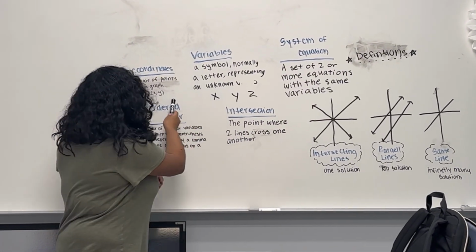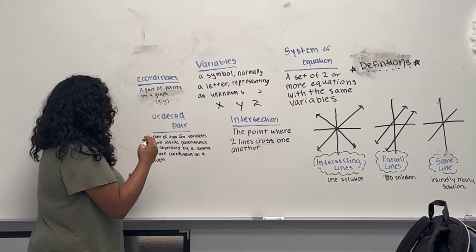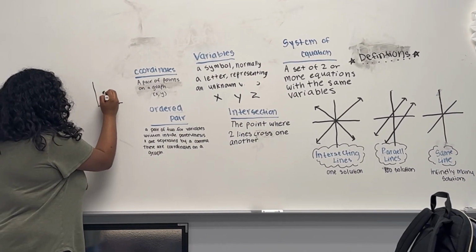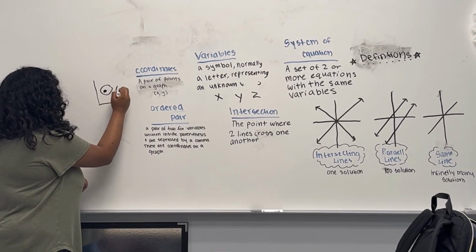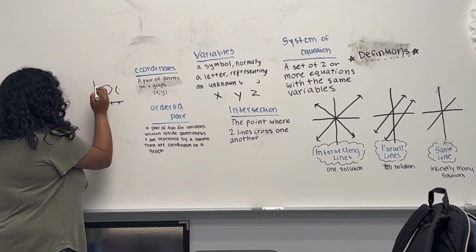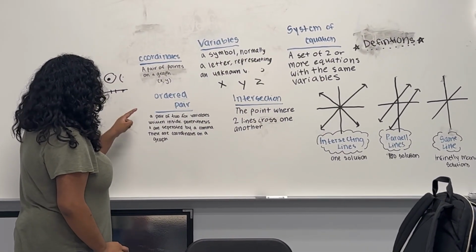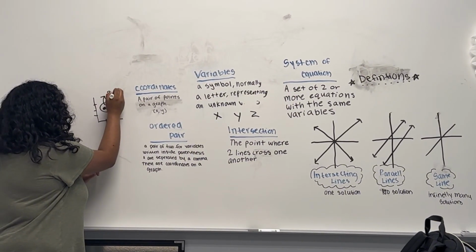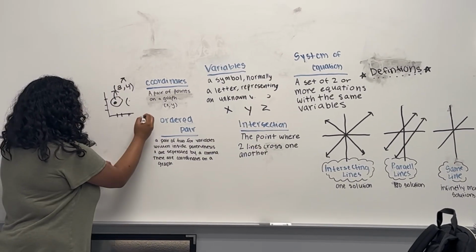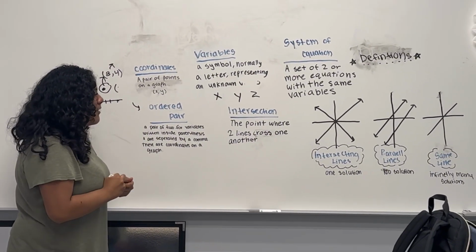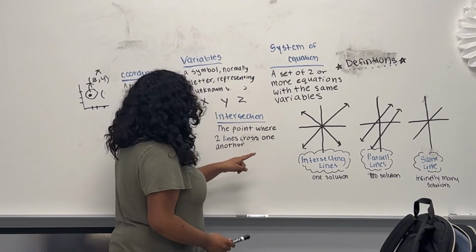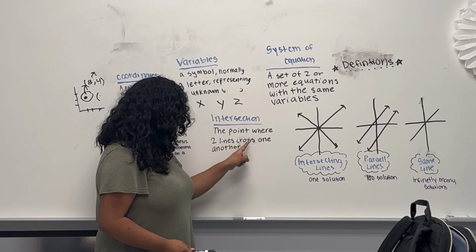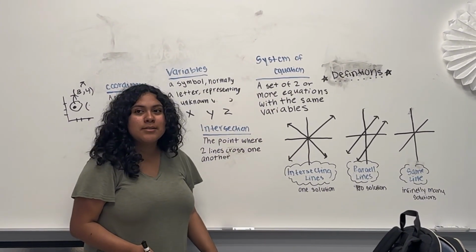And then going to graphing, because it is one of the most important things. Coordinates are a pair of points on a graph. So say I do a graph and mark a point, this would be a coordinate. And then an ordered pair is what's written down. So say this point is 3, 4, that would be an ordered pair. And then an intersection is another point where two lines cross one another. It kind of creates an X.